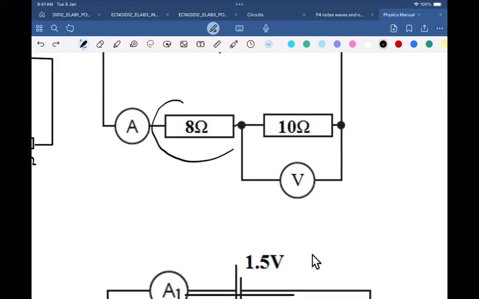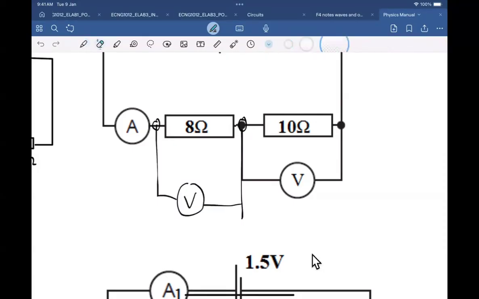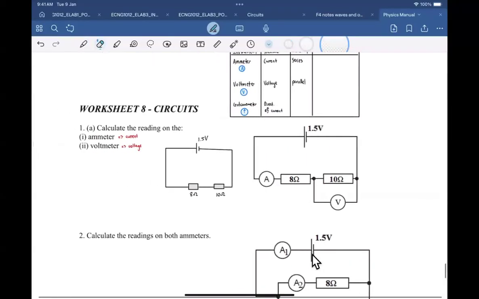So I want to measure the voltage across the 8 ohms. I have to measure the voltage from here to here across the 8 ohms. Does that make sense? All right. And I hook up my voltmeter like that. Bam. Lovely.